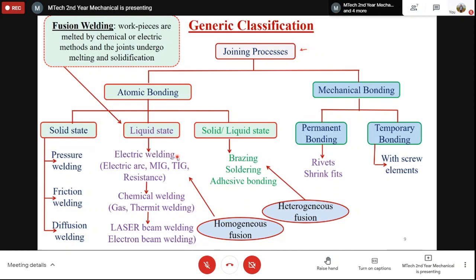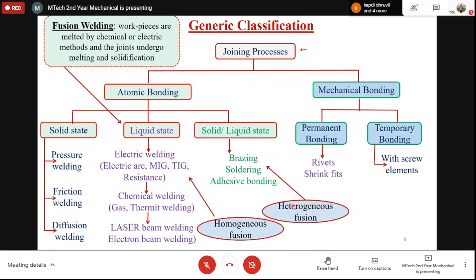Brazing is used where various thin sheets are there. Soldering is done to join electrical circuits and wires. These types of joining are also known as heterogeneous fusion. So the materials may be different.